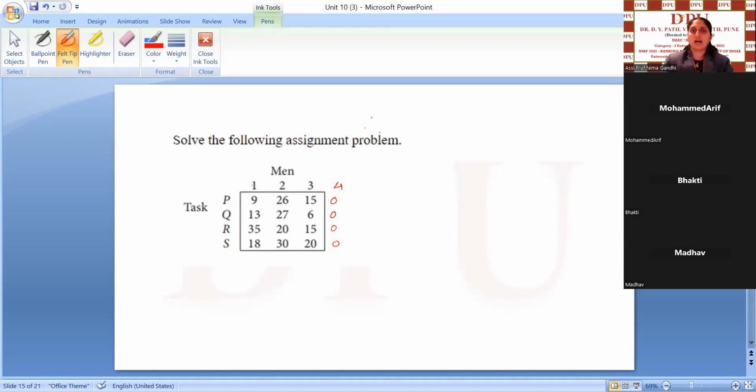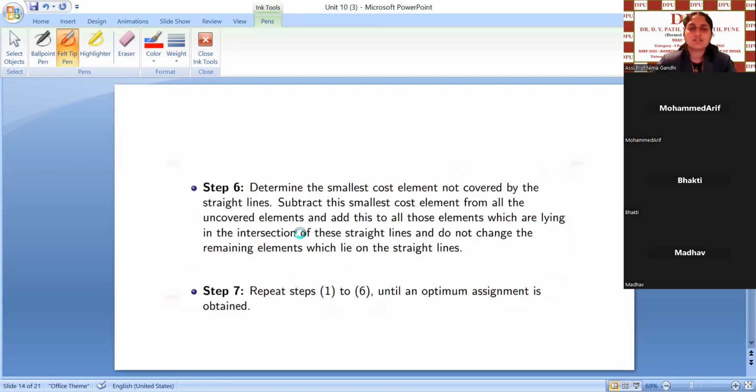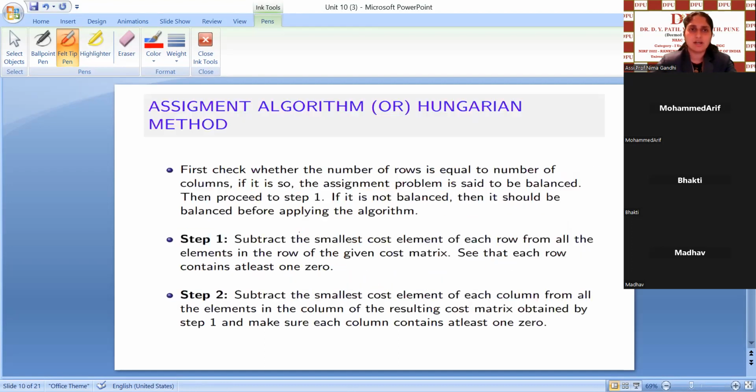Okay, so now you have 4 rows and 4 columns. So now this is your new problem after adding the dummy column. Because before starting, you need to check whether your number of rows is equal to the number of columns or not. If they are not equal, you need to add a dummy row or dummy column as per the requirement. So let's go and read step 1.